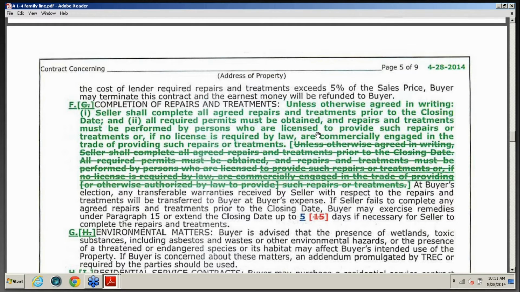So TREC, the Broker Lawyer Committee, went back and said, okay, if no license is required, then they are commercially engaged in the trade of providing those repairs or treatments. It's all good. The key is just be careful that you're not letting Uncle Bob work on the plumbing. That's kind of the issue. They just want to make sure that it's someone that is licensed, that does the repair and knows what they're doing. And again, something that changed was if the lender-required repairs, or completion of repairs, are not done, then they will extend the close date up to 5 days versus the 15 that it used to be. So that time was shored up a bit. So remember that.